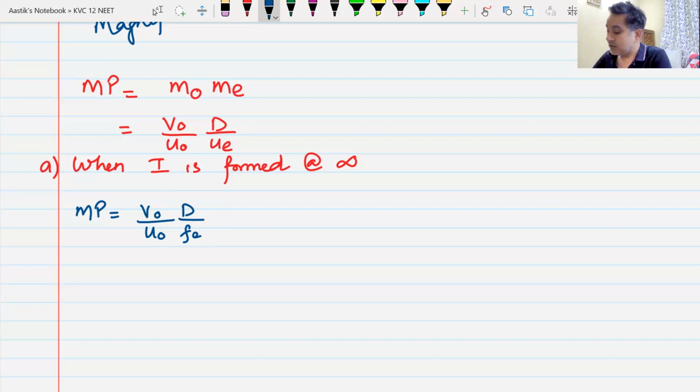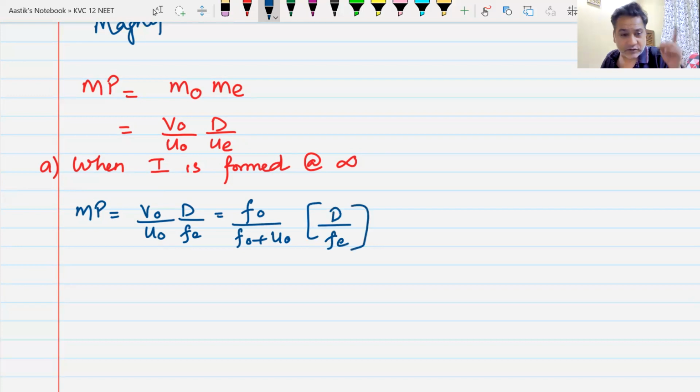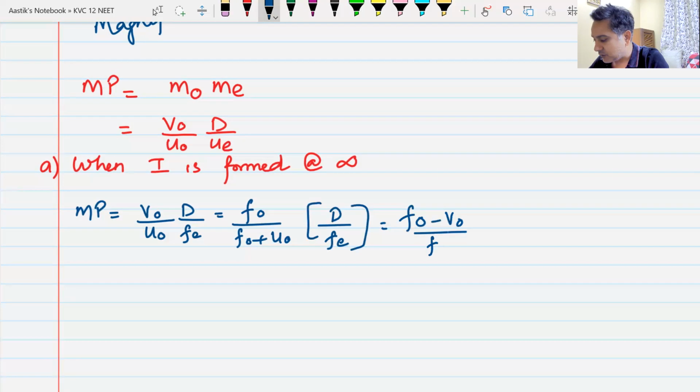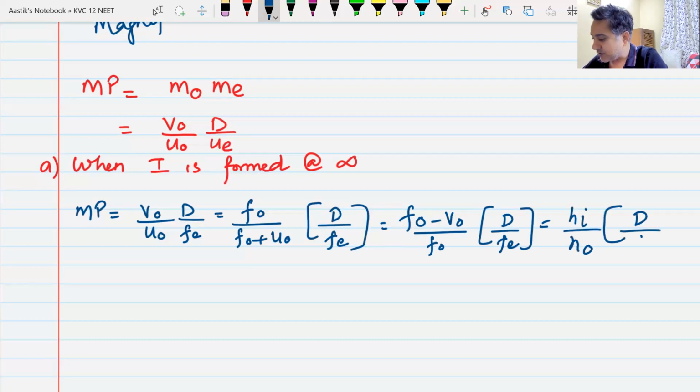Yes, sir. Instead of V naught by U naught, I can also write it as F naught upon F naught plus U naught, the original formula of magnification of the lens, multiplied by D by FE. Instead of that, I can also write it as F naught minus V naught by F naught, multiplied by D by FE. Or I can say height of the first image divided by the height of the object into D by FE. Do we understand what I'm writing here?